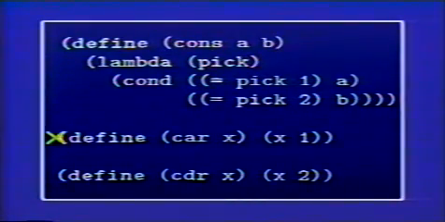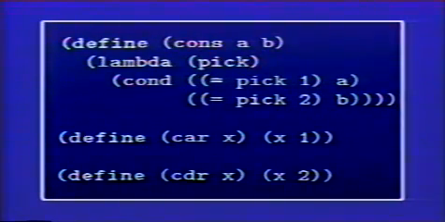Car of a pair x is going to be x applied to 1. Notice that makes sense. You may not understand why or how I'm doing such a thing, but at least it makes sense, because the thing constructed by cons is a procedure, and car applies that to 1. Similarly, cdr applies that thing to 2. Now I claim this is a representation of cons, car, and cdr, and notice there's no data in it. It's built out of air. It's just procedures. There are no data objects at all in that representation.